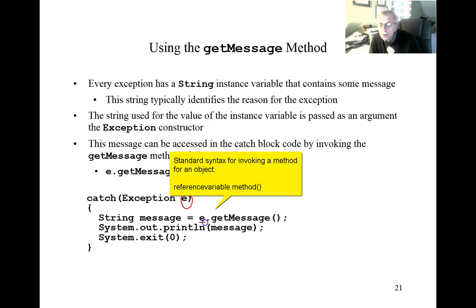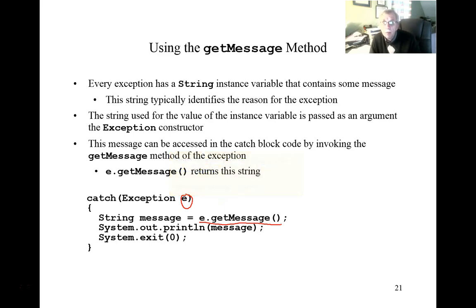E is then used to qualify calls to getMessage. It's kind of like when we were dealing with scanner objects. We create the scanner object, say to read from the keyboard or read from the file, and then we use that object name dot nextInt or nextLine or some method to extract data from the input source. Here the object happens to be E, the name of our exception object, and getMessage is the method we're invoking. And again, we use the dot operator to qualify the call.